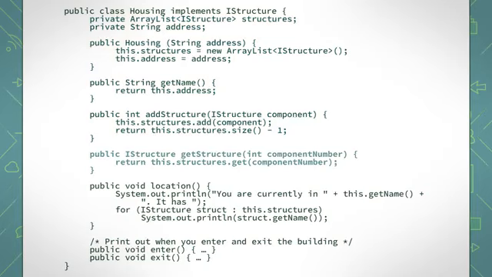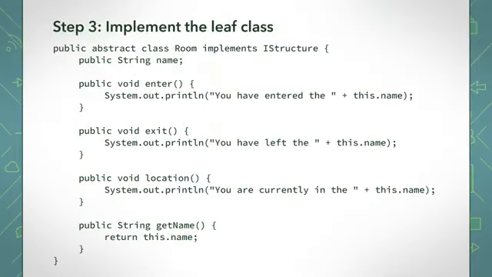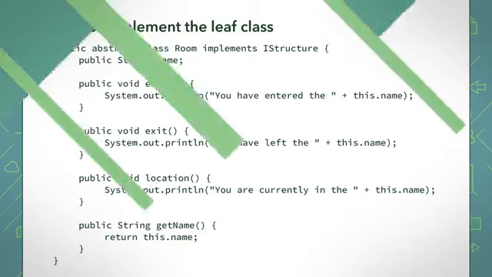To traverse through the components of a composite object, you must be able to retrieve the components when asked. You can also include additional methods which will help with the management of component objects. It is up to you to decide what else to include in your composite class. Step 3. Implement the leaf class. Since the leaf class doesn't contain any components, we don't need to add a collection of components to it or any methods to manage a component collection. We simply need to implement the methods of the iStructure interface.